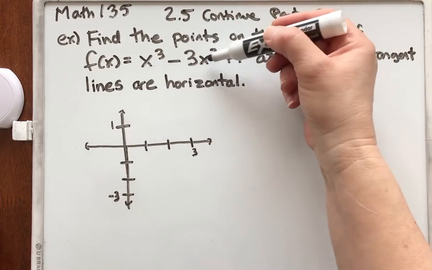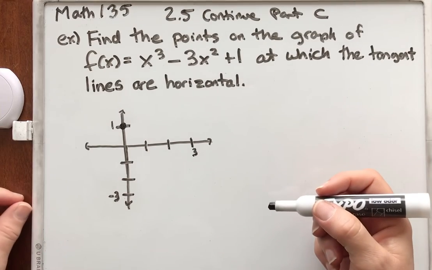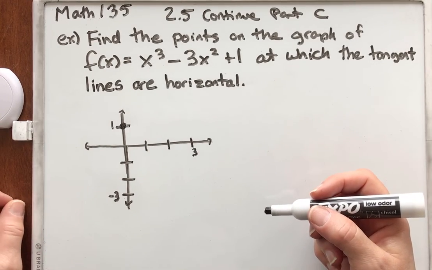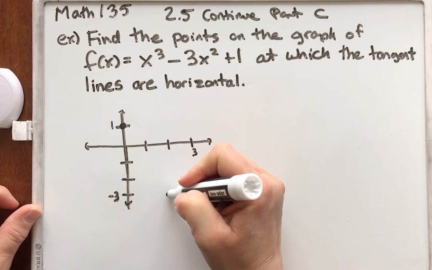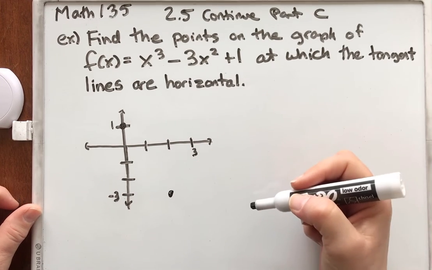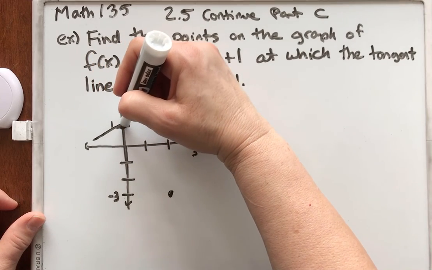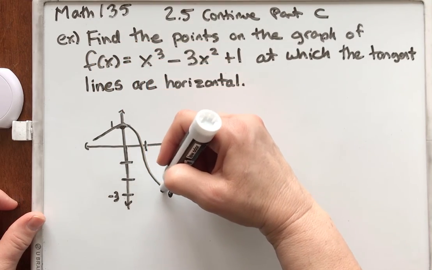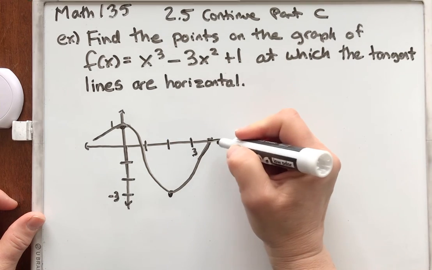If we put a 0 in there, we're going to get 1. Okay, so make a point there. Also make a point at 2, negative 3. Once again, this is just a loose graph of what this looks like. We have something like this, and then up. Okay?